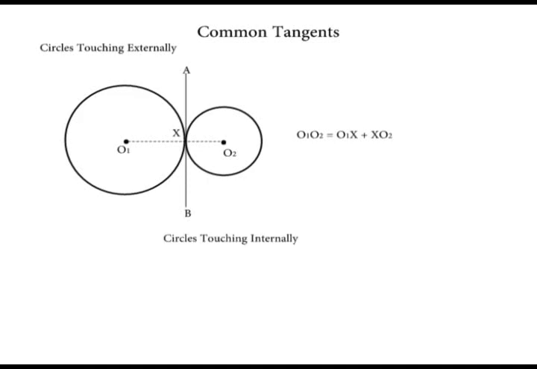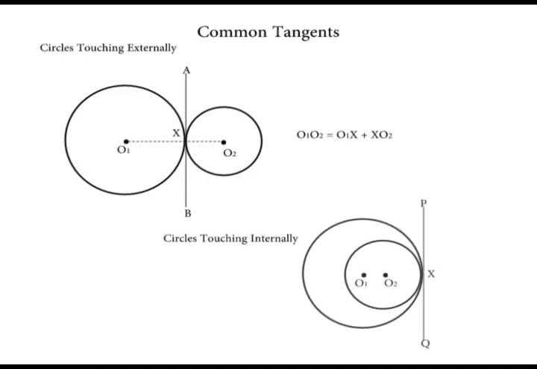Next, circles touching internally. In this diagram, we have two circles with centers O1 and O2, O1 being the center of the larger circle. The two circles touch each other internally at X. Here again, the line passing through their centers when extended will pass through the point of contact. But in this case, the distance between their centers is equal to the difference of their radii. That is, O1O2 is equal to O1X minus O2X.